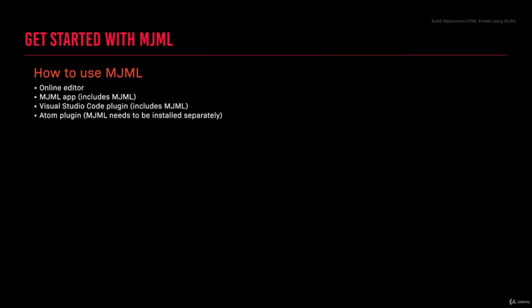And there's a plugin for Atom Text Editor, and this requires MJML to be installed separately. If you use Sublime Text Editor, this also has a plugin, and just as with Atom, it requires you to install MJML separately. And if you prefer, there's also the command line interface. But for this course, we will be making use of the MJML app.